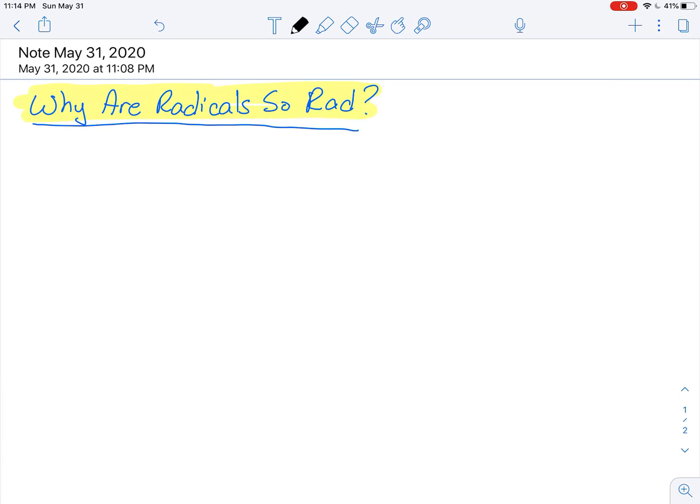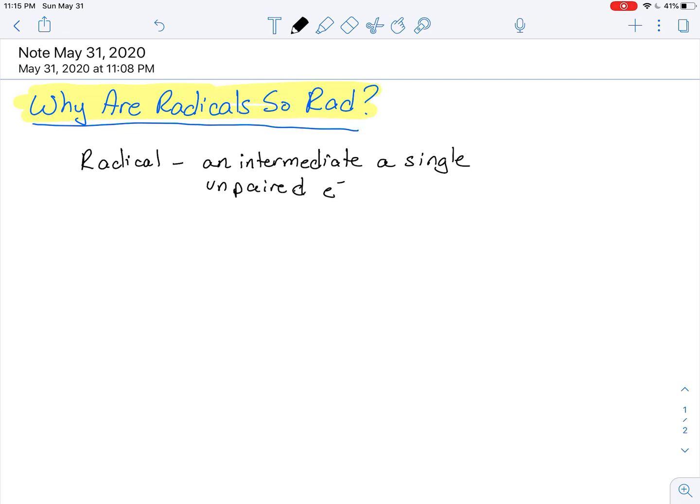So first things first, we already know that a radical itself is a molecule, is an intermediate that's a single unpaired electron. So we know that, right? We know that it's a single unpaired electron. So here's an example of a carbon radical, right?